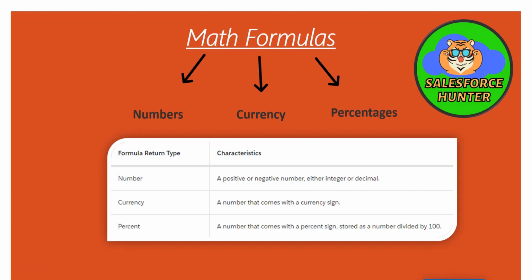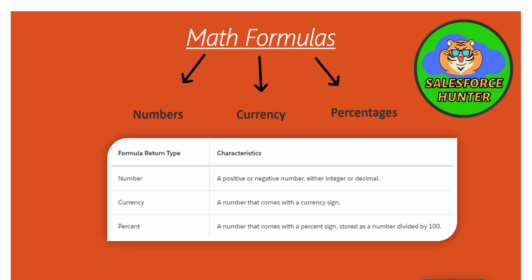Now what do I mean by math formula? Whenever I'm talking about math formula, I mean the formula where the written type is either number, currency or percentage. When any of these is a written type, I call them math formula. I've just clubbed all of them into one category.